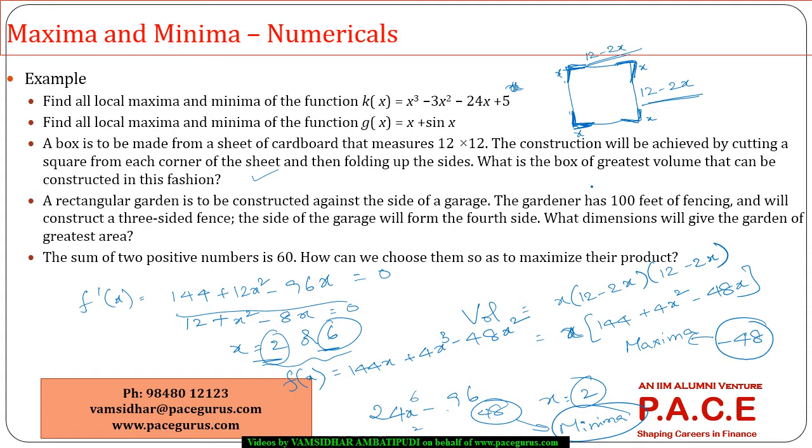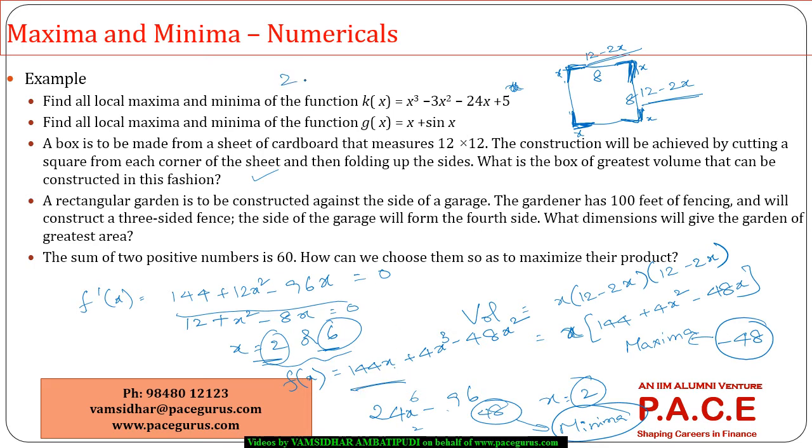So which means I cut 2 from each side. So this side I cut 2, this side I cut 2, which means 8 is the box on each of the sides and 4 is the height. That is when I get the volume to be maximum. And what is that maximum volume I can get? I can substitute 2 here.